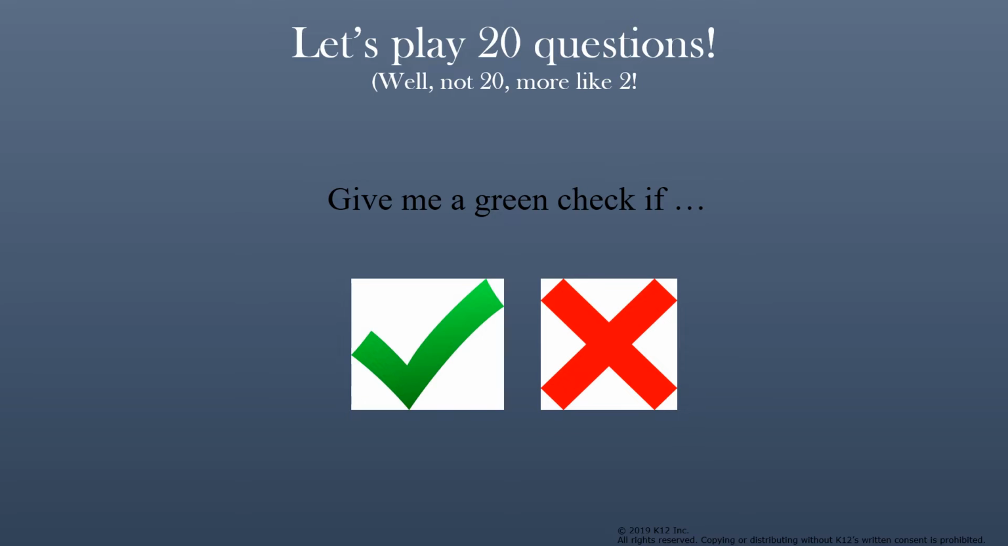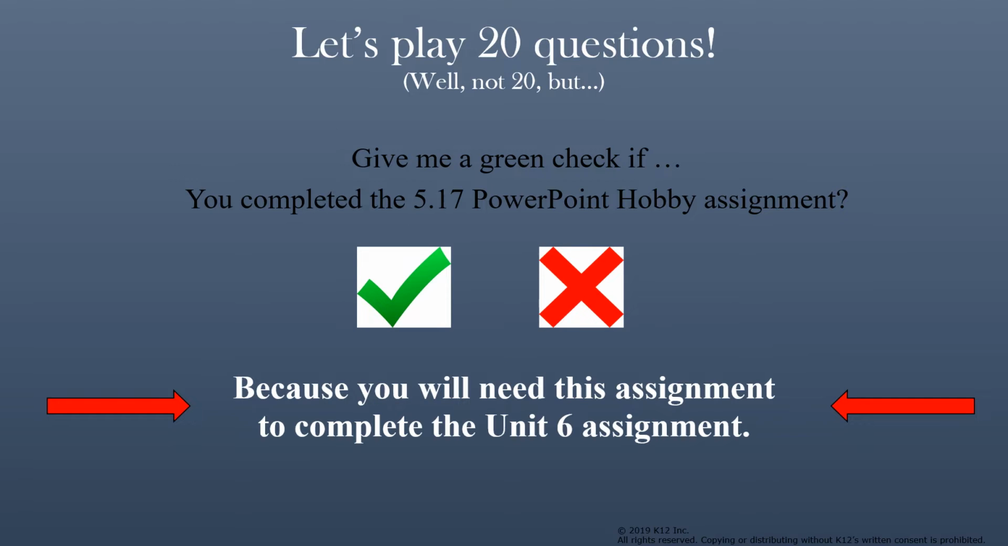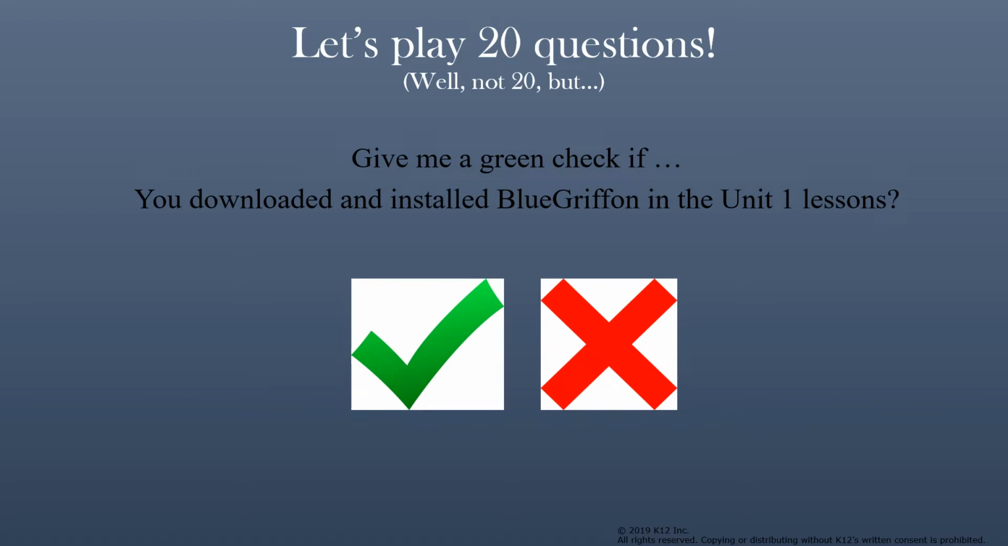So a couple of questions to ask yourself if you're watching this on recording. Have you completed the 5.17 PowerPoint, the hobby assignment? If you have not, you'll need to do that because you're going to use the information on that assignment to complete the Unit 6 assignment. We're going to use your hobby information and make a web page with that same information. So it'll be helpful if you have completed the Unit 5 assignment.